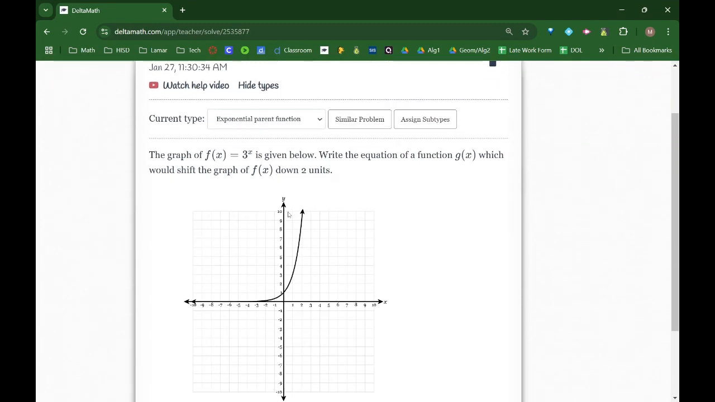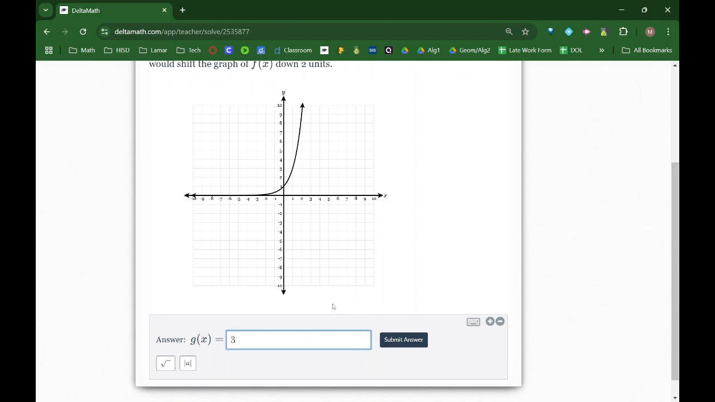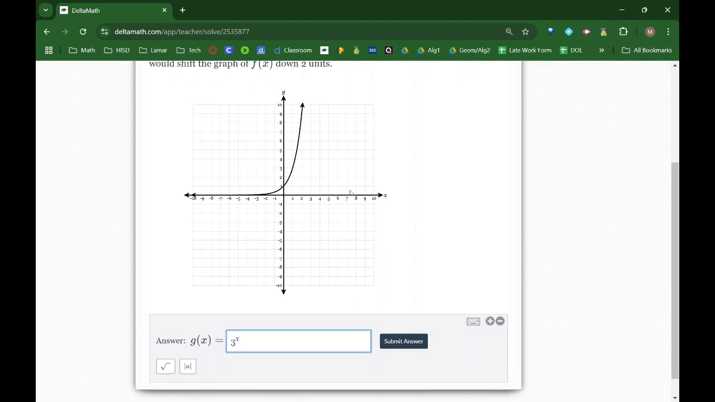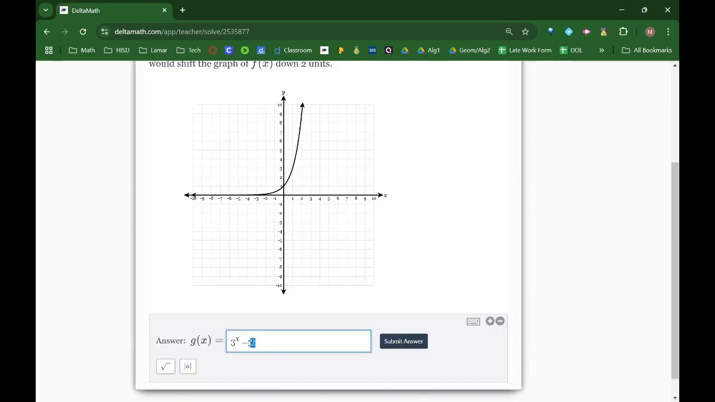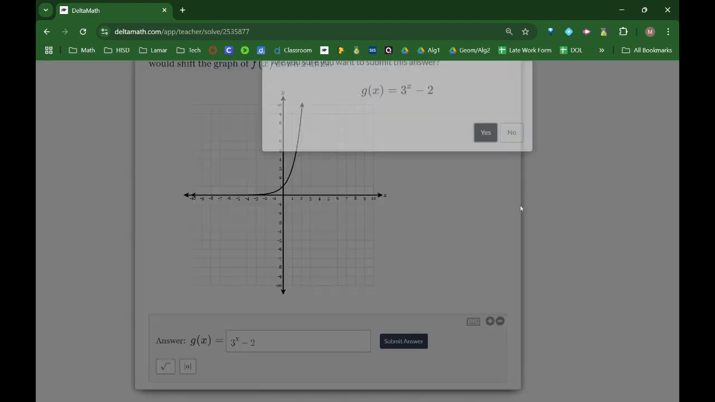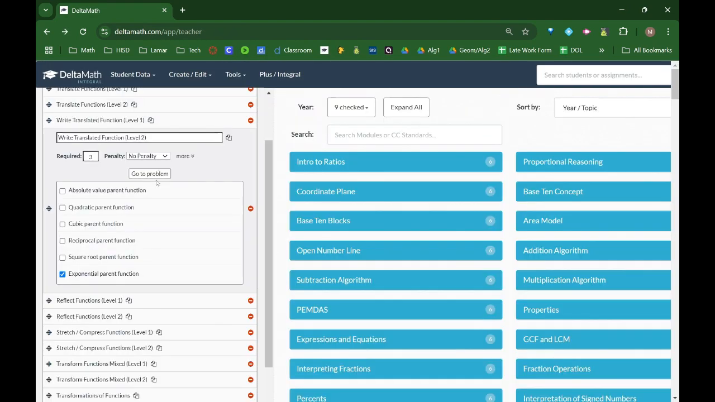We're shifting this down. So I'm going to start with my original function, 3 to the power of x. And we shift it down 2, so that's going to be a -2 outside of the function. That means it's outside of the exponent here. Okay, cool. Let's try some harder ones here.